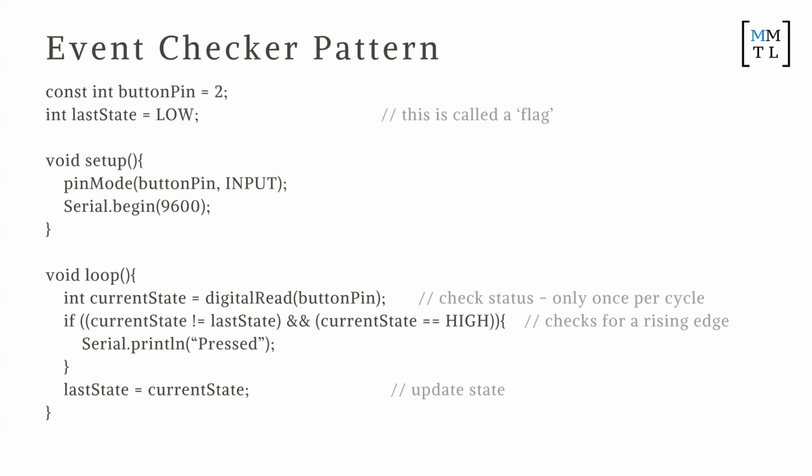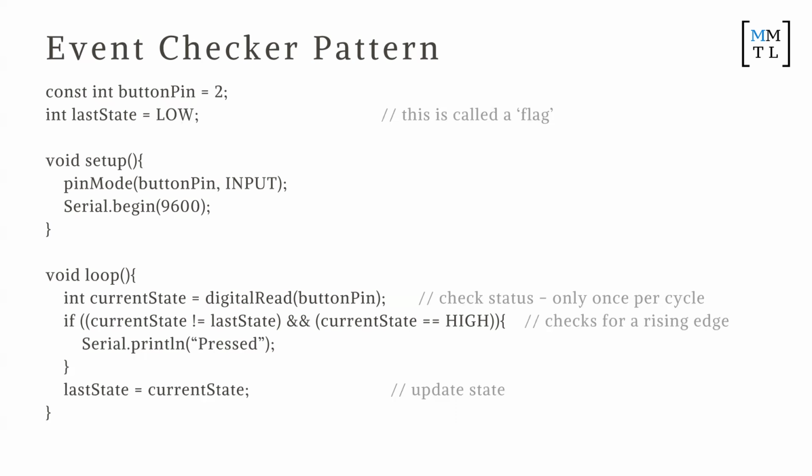Okay, so when we start, we initialize last state as low. I'm going to go through this once, so pay attention because I'm not going to go through it again. So last state is initially low, okay? And then we read current state here, which, if the button is not pressed, is also going to stay low. Does that make sense? So when it first starts, both of these are low.